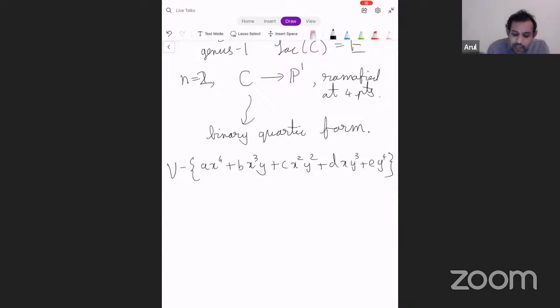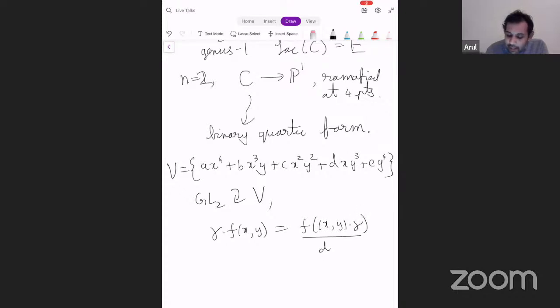So let me call the space of binary quartic forms V. Now GL2 has an action on V. The action on V is going to be gamma dot f(x,y), a twisted action. It's just f((x,y) times gamma), and then I'll divide by the determinant of gamma squared. Under this normalization, it is easy to see that the center of GL2 acts trivially. So in fact, this action descends to an action of PGL2 on V.